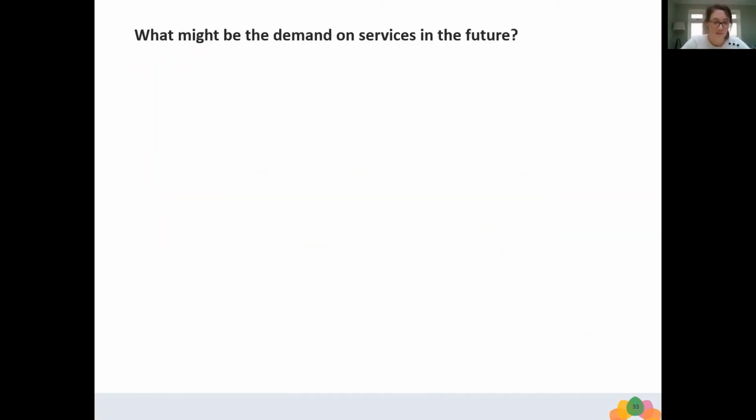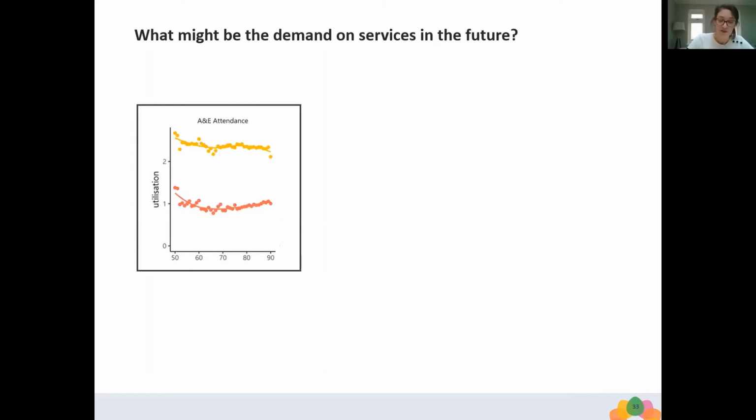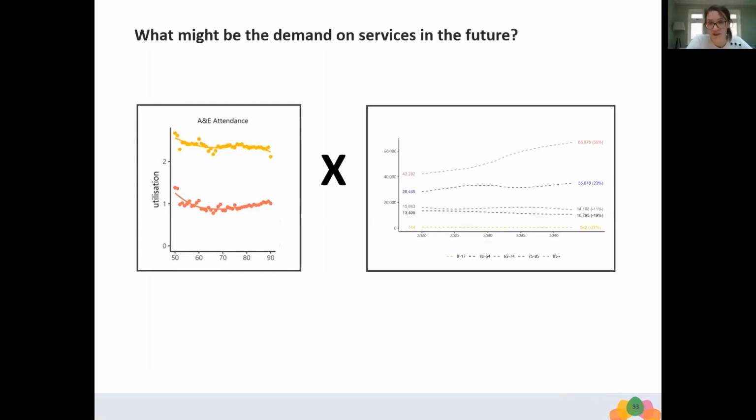So we know how much healthcare is used, and we know this by age, and we also know the size of future decedent populations by age as well. So in our report, we apply age-specific utilisation to the future expected decedent populations over the next 20 years. And this gives us the activity we can expect in future if utilisation rates remain the same as they are currently.